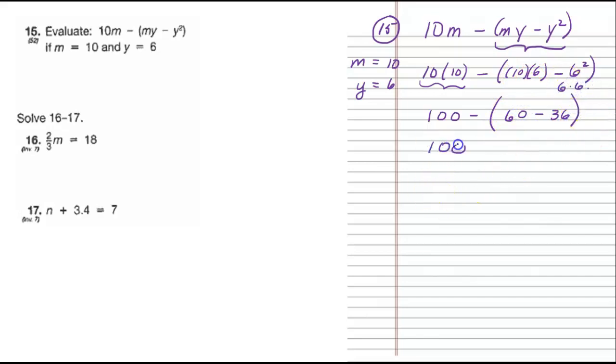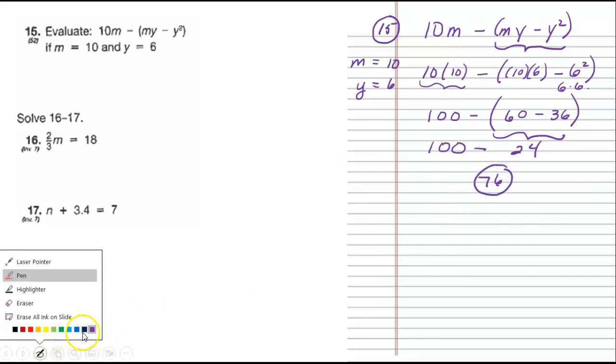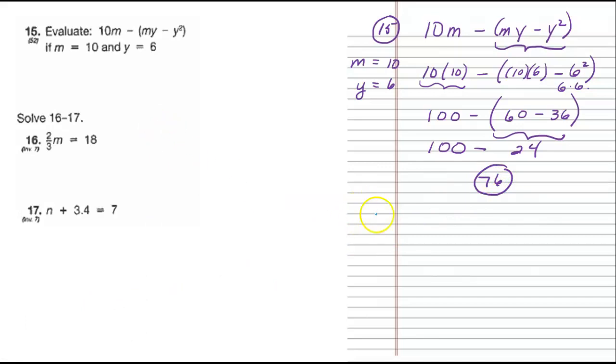All right, 100 minus, I have to do the 60 minus 36 first. So I get 24. 100 minus 24 is 76. So that would be my answer. Please let me know if you have any questions about that. I'm going to change colors and do 16.